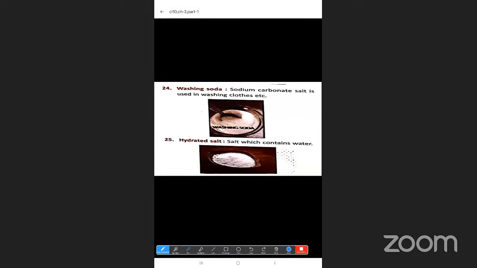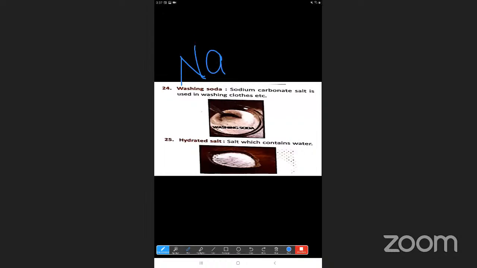And next, washing soda. This is sodium carbonate, Na2CO3, right? This washing soda, also called sodium carbonate salt, is used in washing clothes. So it is used in washing clothes and so on.